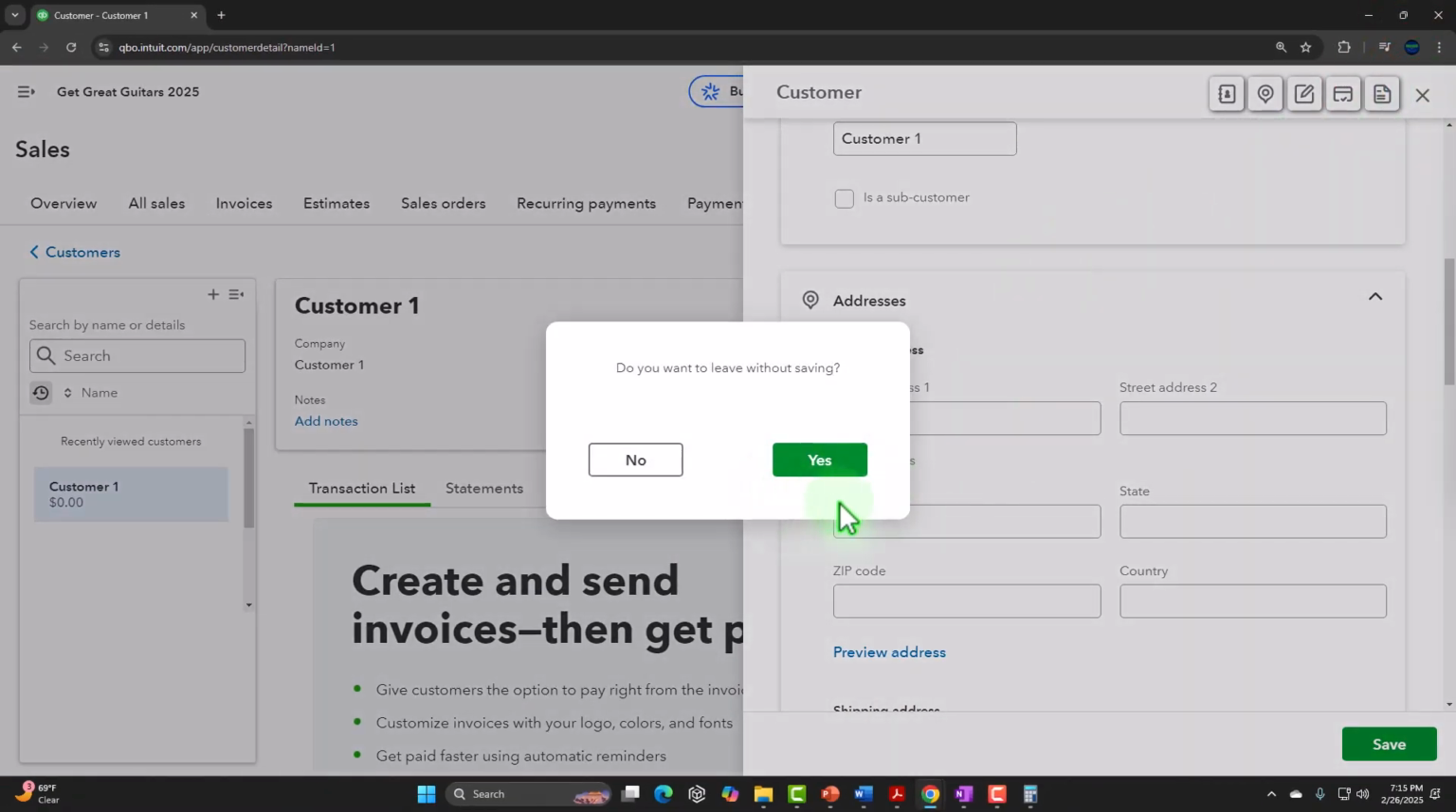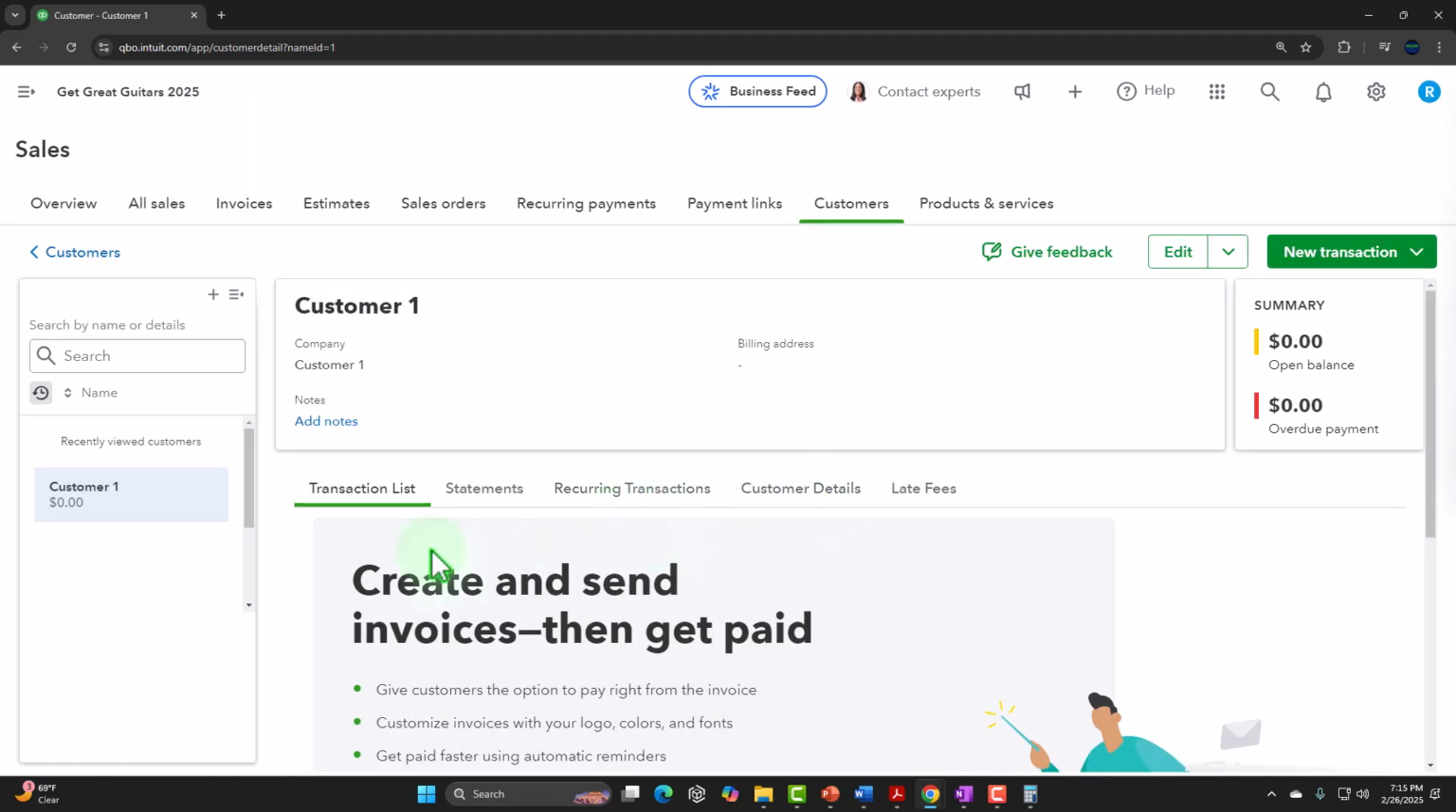We will see the sales tax playing out as we go through our practice problem. Do you want to leave without saving? I do want to leave without saving. If I wanted to save, I would have saved. Anyways, let's stop it.